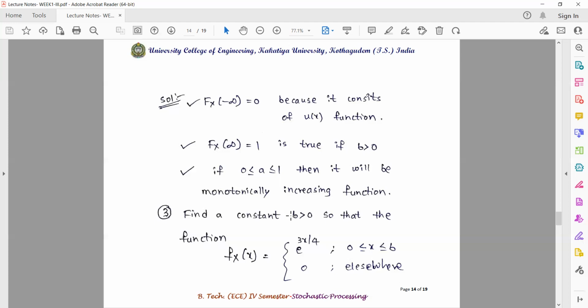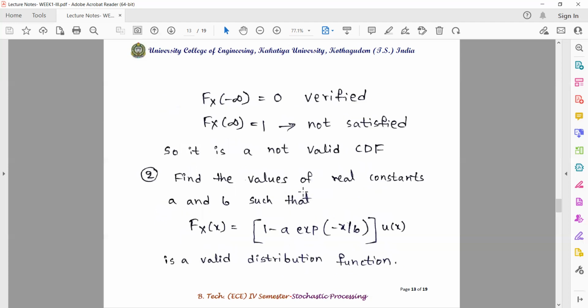Alternatively, we can also do the differentiation of this function. U of x indicates that it exists at x greater than or equal to 0. So 1 minus e power minus x by b is given here. Do the differentiation, where 1 gives 0, and integrate that function from minus infinity to plus infinity. Then we'll get the conditions for a and b. That has not been done here, and can be done at home.